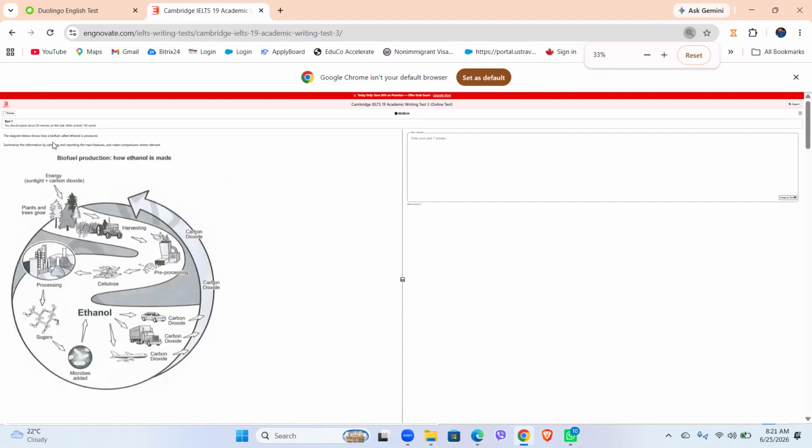The diagram below shows how a biofuel called ethanol is produced. Biofuel production, how ethanol is made.